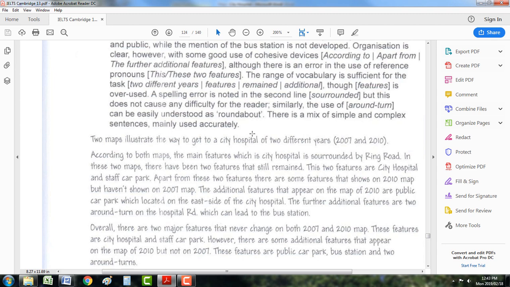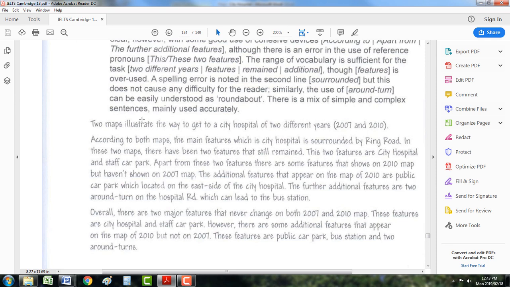Students are getting too carried away with paraphrasing and synonyms. They think if they do fancy vocabulary, they will get good marks, and it never works. Simple mix of simple, complex sentences, good. Okay, so that's the grammar.